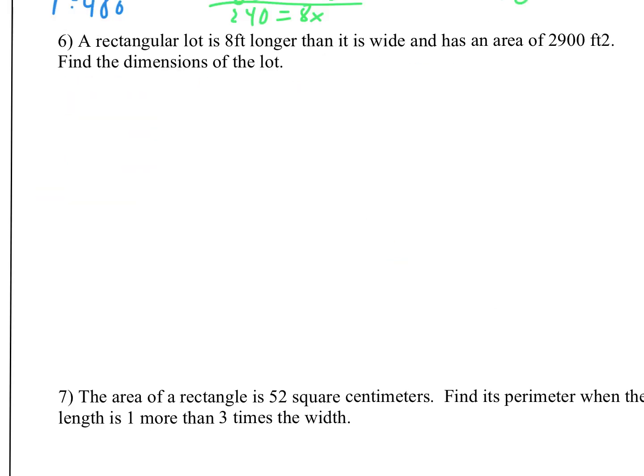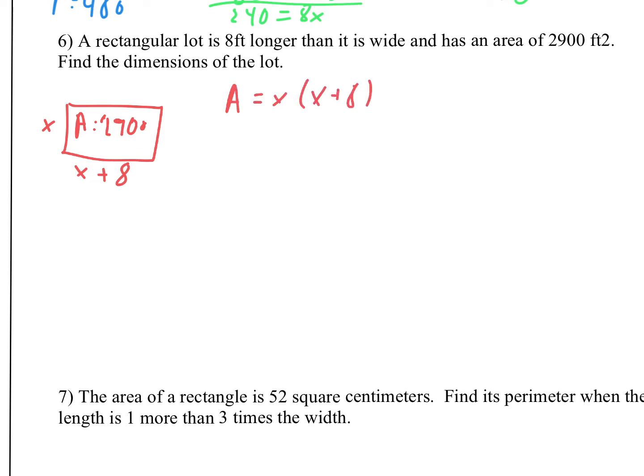All right, next up here, it says we have a rectangular lot that is 8 feet longer than it is wide. So I would just draw a rectangle here. I would make this one x, and then 8 feet longer than x is not 8x, it's x plus 8. And they told me the area is 2,900. So what I would do here is I would set up an area formula. So area equals x times x plus 8.